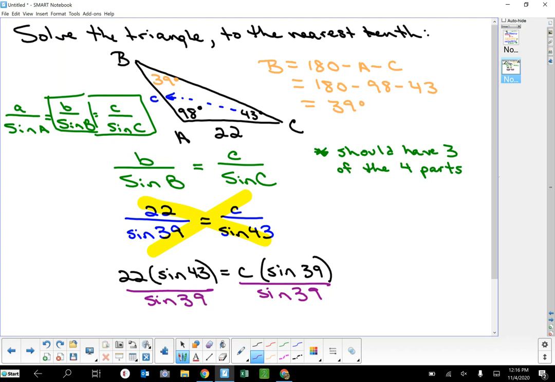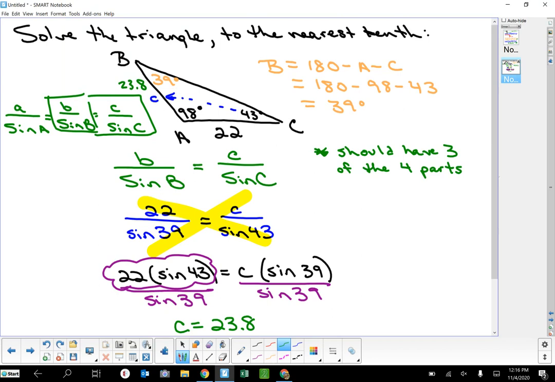Now when you do this in a calculator, what I would do is 22 times the sine of 43, hit enter. So evaluate your numerator, get a value, and then divide by the sine of 39. I would not do that entire thing all at one time. If you do this correctly, you should get C equals 23.8. Remember, we're going to the nearest tenth, so I've already rounded in my work. And so we can fill in this side of the triangle, 23.8.